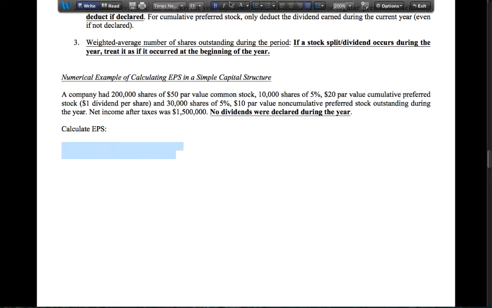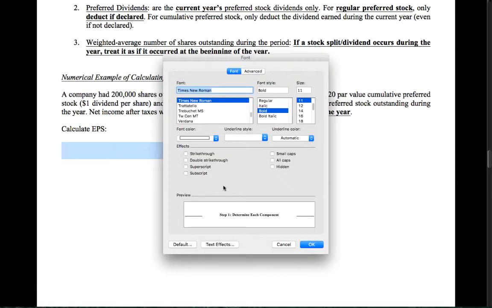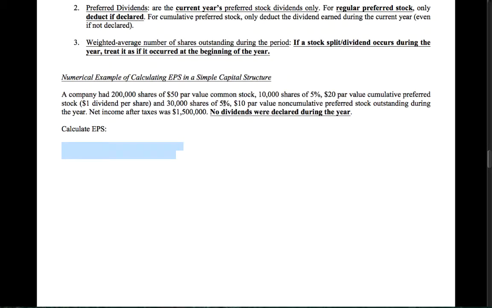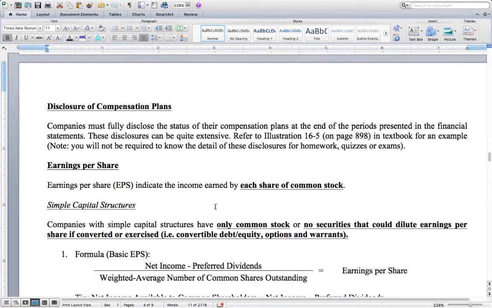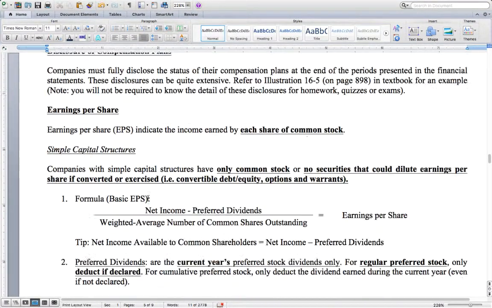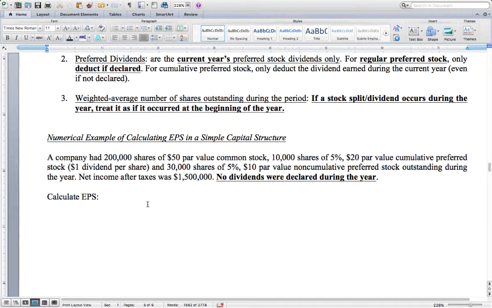Excuse me one second as I get the colors figured out here. I'm going to have to go back here to a different format so this is easier to see. All right.